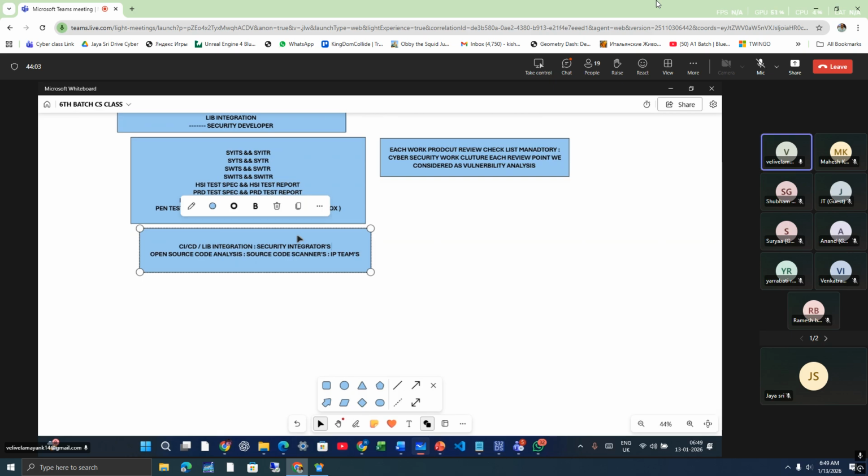That is also another way. You can point continuous integration, continuous development and lib integrations to security integrators as well. Open source code analysis, so source code scanners and all IPTMs, you can keep it. This is one.